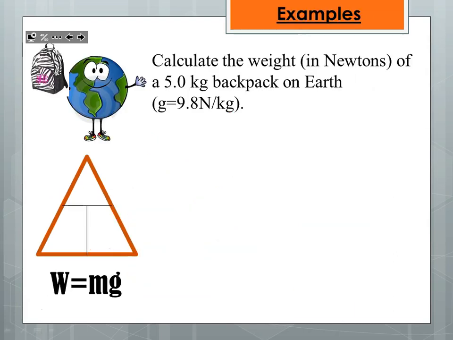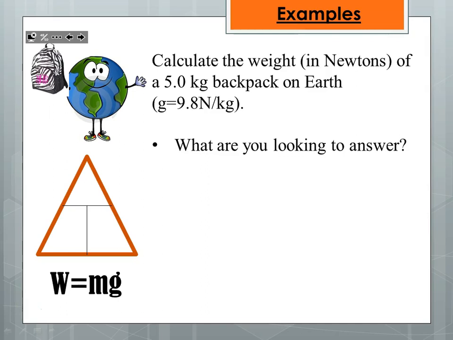So our first example tells us to calculate the weight in newtons of a 5.0 kilogram backpack on Earth. And it tells me that gravity equals 9.8 newtons per kilogram. So the first thing I always want to ask myself in any word problem: what am I looking for? What is this asking me to do?